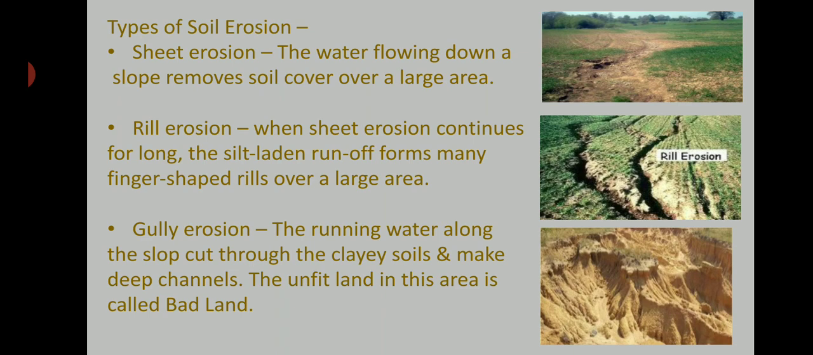Now what is it? When the running water along the slope cuts the soil and makes deep channels, as you can see in the picture, a large amount of soil is removed by the water which is receding back. So the land becomes unfit, and such type of land is called badland.